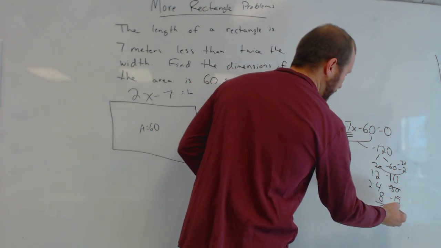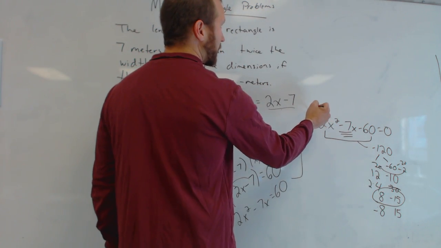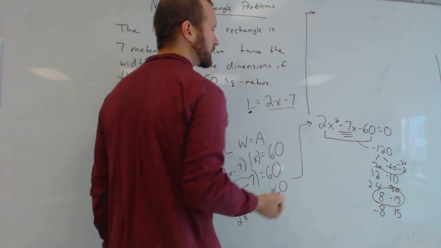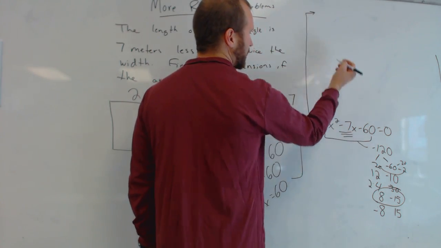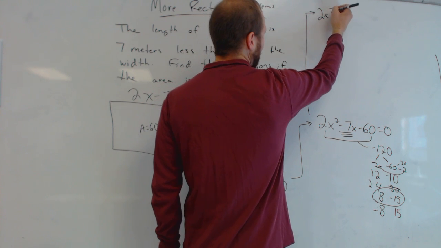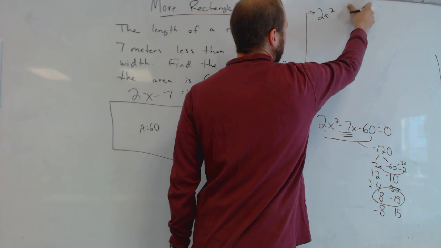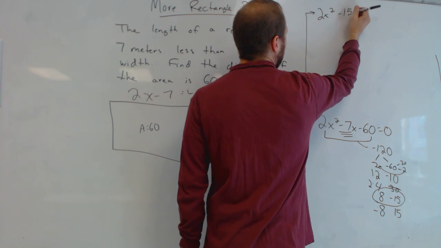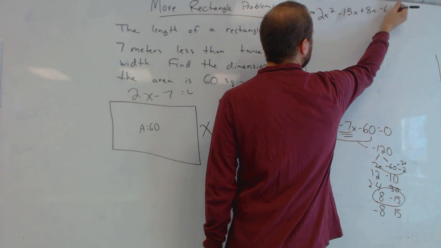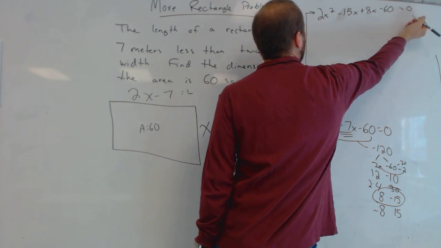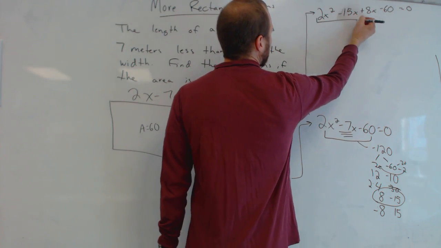Okay, so I've figured out my factors right here. Now I'm going to rewrite this with those numbers instead of the negative 7x. So 2x squared plus, yeah, let's do minus first, right? We said that was easier. A lot of times it just helps us keep track of our negatives. Okay? Now I'm going to factor that by grouping.